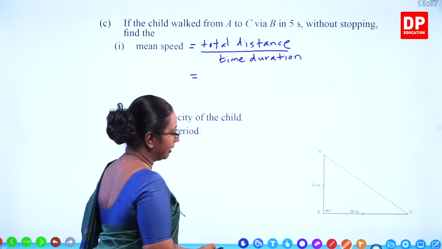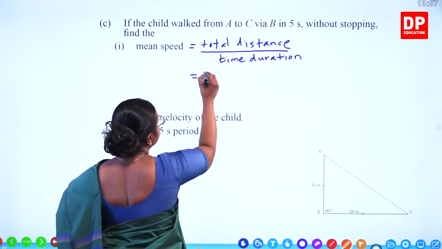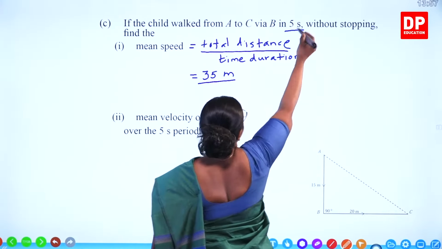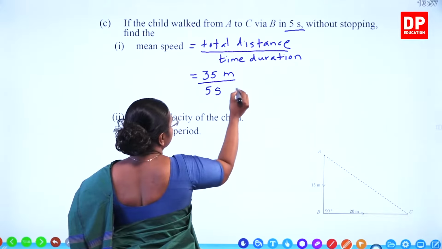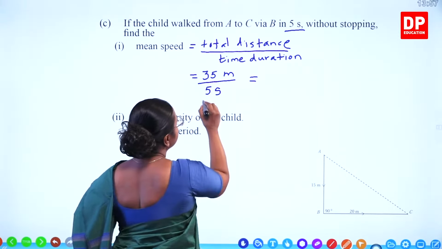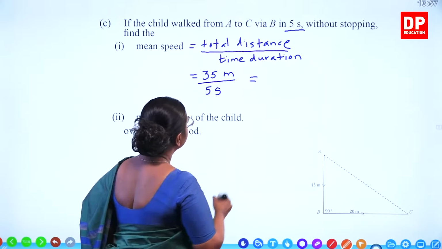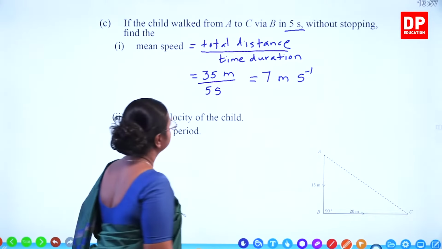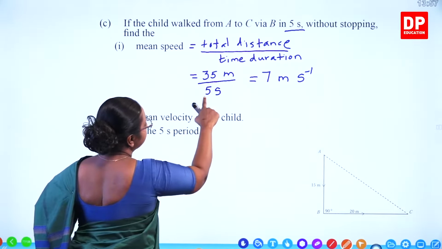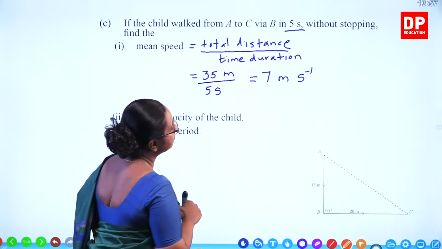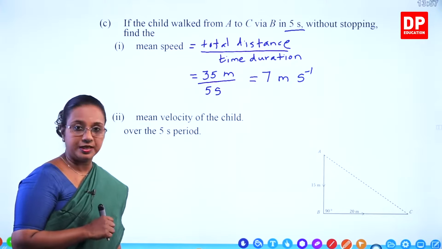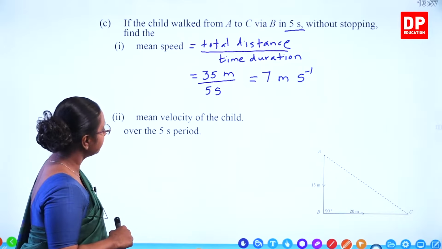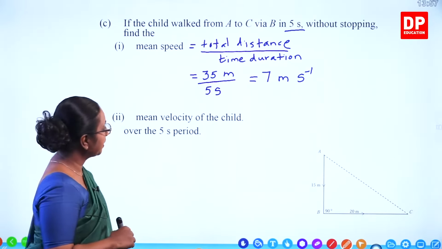We already calculated the total distance, 35 meters, divided by the time, which is given to you as 5 seconds. So when we calculate 35 divided by 5, it will be 7 meters per second. So here this is 35 and 5 seconds. 7 meters per second is the speed. Then the mean velocity of the child over the 5-second period. That's the second part of the question.